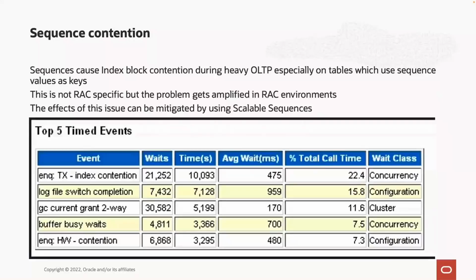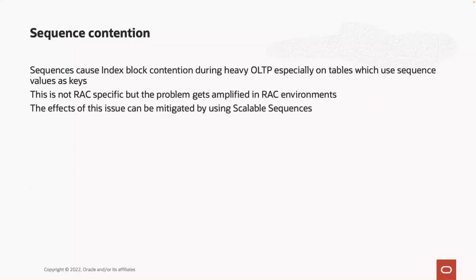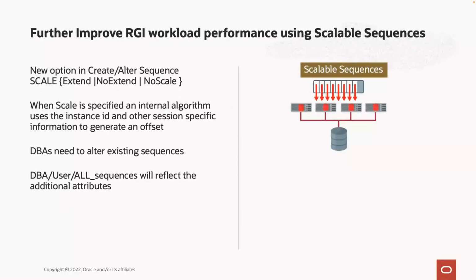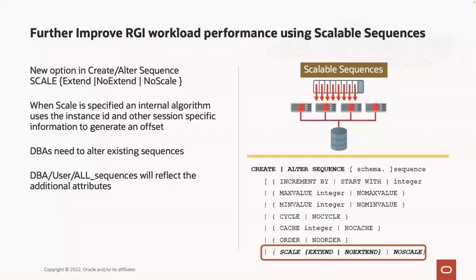As I explained, how do you know if it's a sequence issue or index issue? You look at the NQ TX contention, and you would see it. As I said, this is the only one that you need to worry about, the only one that you have to make manual changes for. All sequences that you create can be altered to what we call scalable sequences. Essentially, you say alter sequence name, and then you say scale, and that's the only thing that you need to know.